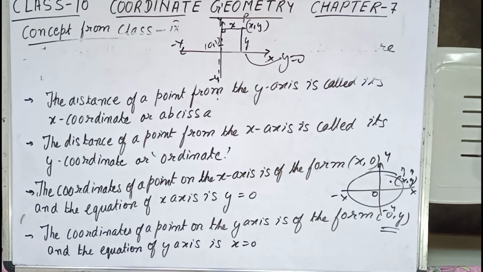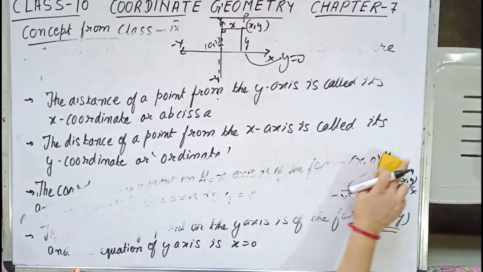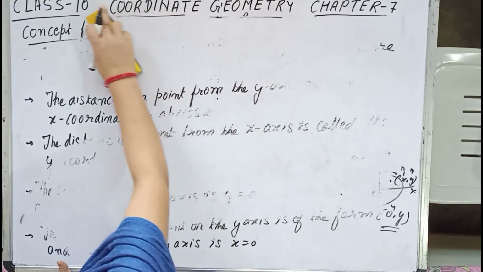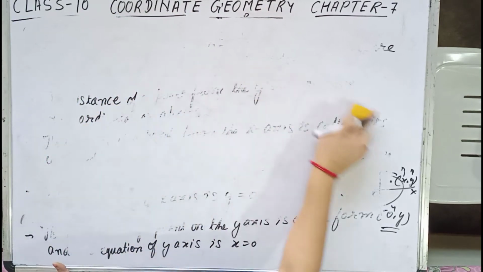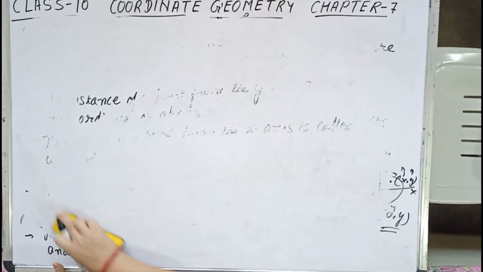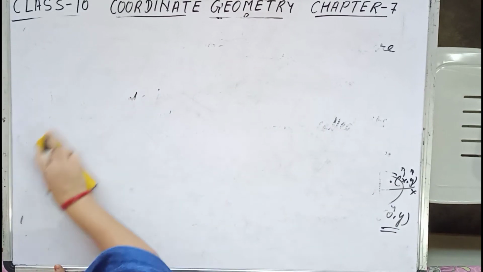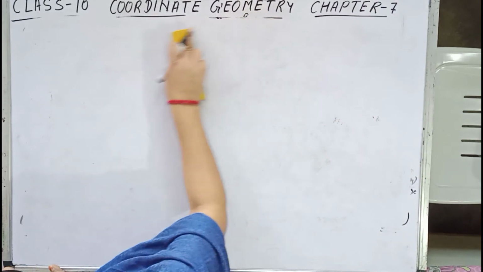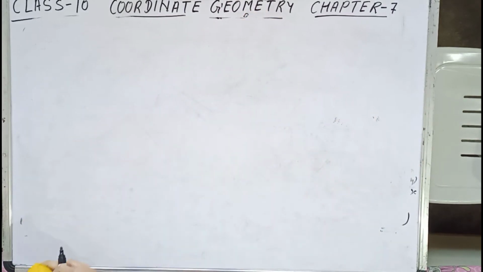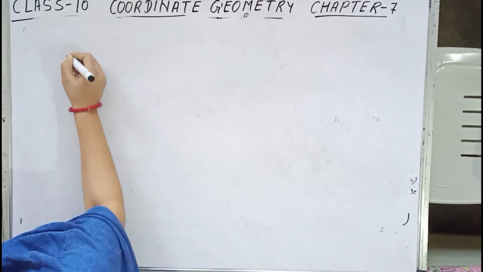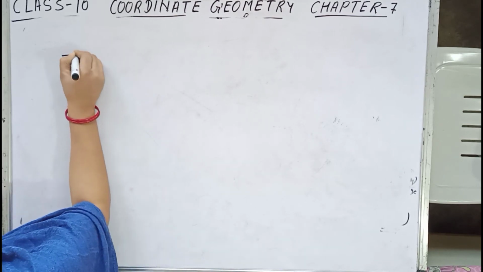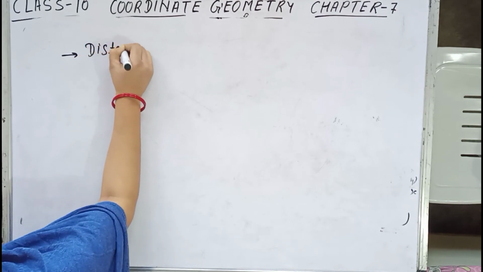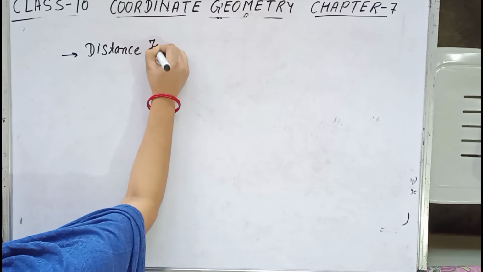So all these concepts we have done in standard 9. So let us start from the known concept to the unknown concept. That is, now let us start the concepts of standard 10. So children, in standard 10, in the coordinate geometry topic, the topics which we have to study are, if I note down, the first topic is distance formula.